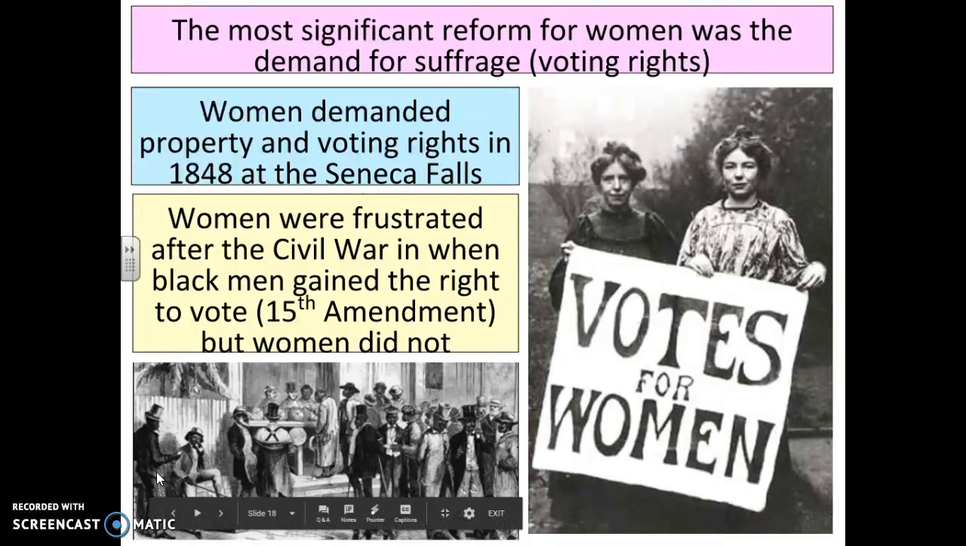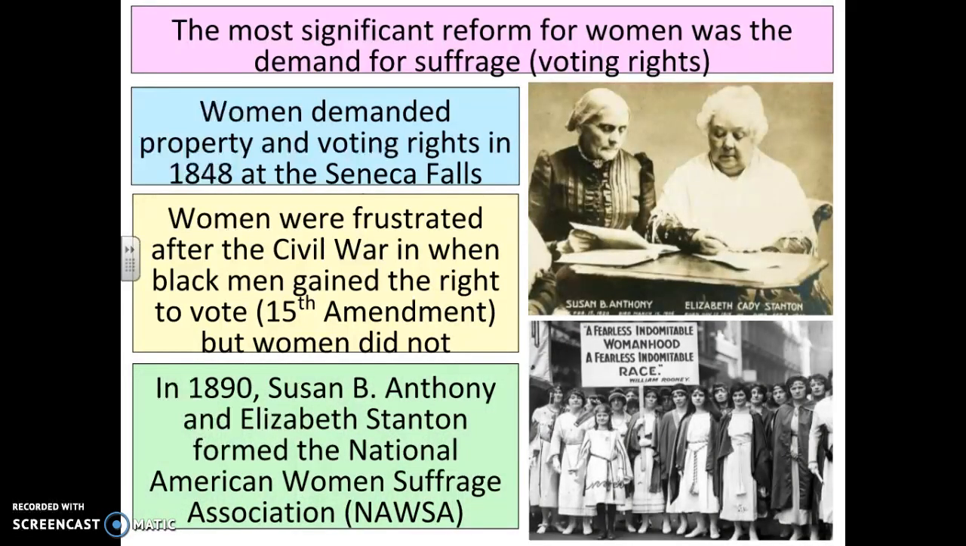Again, women are going to be motivated and frustrated when they see that men are able to gain universal voting rights under the 15th Amendment, but women did not. So Susan Anthony and Elizabeth Stanton are working to create the women's suffrage movement, the National American Women's Suffrage Association, to try to promote this.